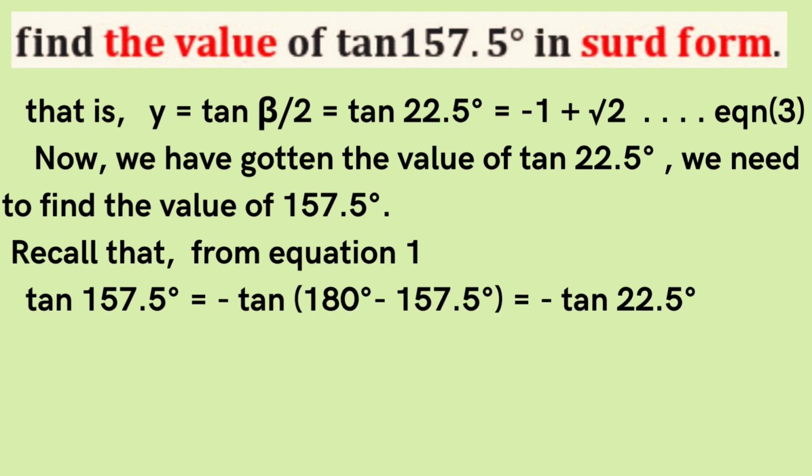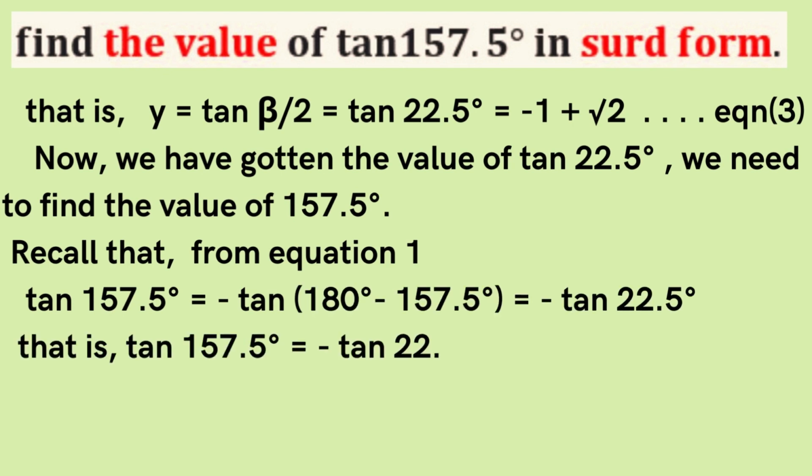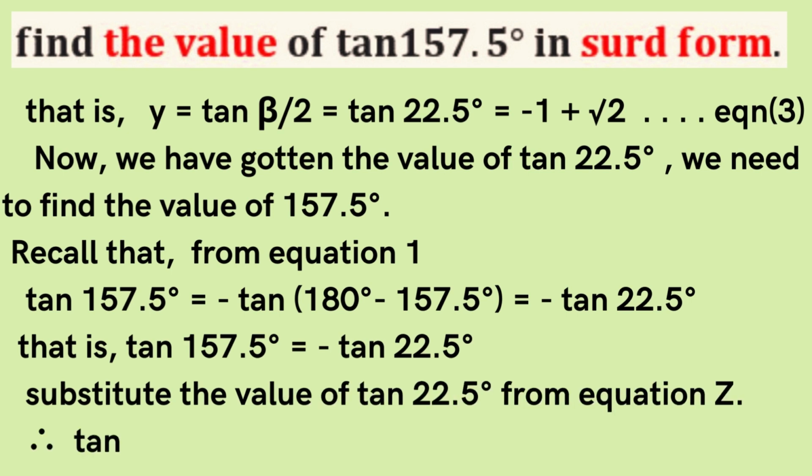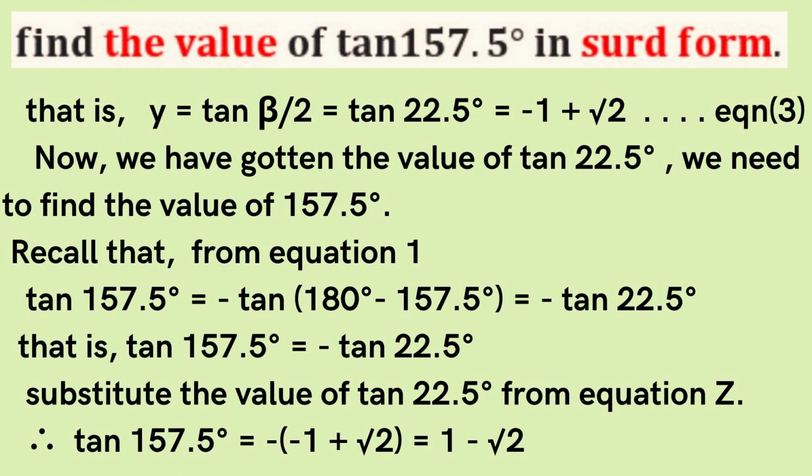Now, we have gotten the value of tan 22.5 degrees. We need to find the value of tan 157.5 degrees. Recall that, from equation 1, tan 157.5 degrees equals negative tan 22.5 degrees. Substitute the value of tan 22.5 degrees from equation 3. Therefore tan 157.5 degrees equals 1 minus the square root of 2.